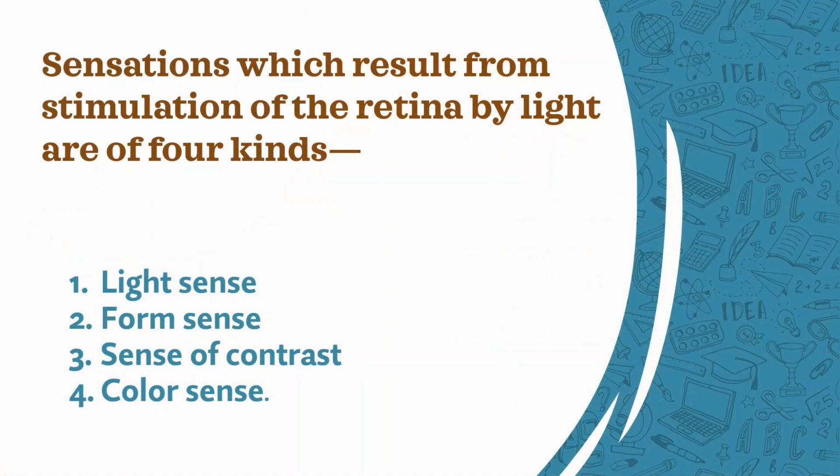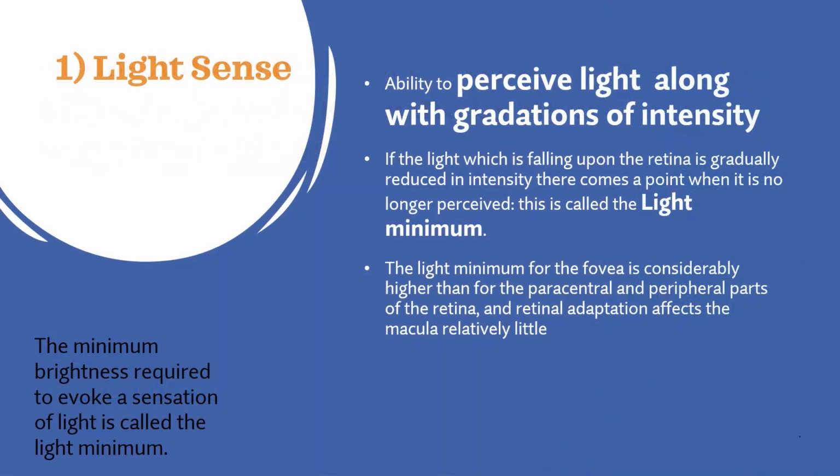Now, whenever the retina is stimulated by light, four kinds of sensations are generated: light sense, form sense, sense of contrast and color sense. Talking about light sense, it is the ability to perceive light along with gradations of intensity. That is, your retina is capable of perceiving light. Along with it, it is able to differentiate whether the intensity is low or high.